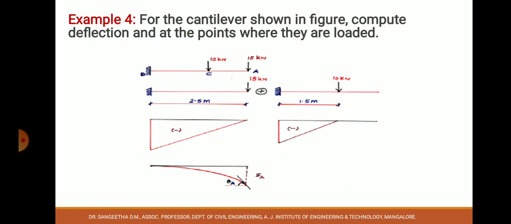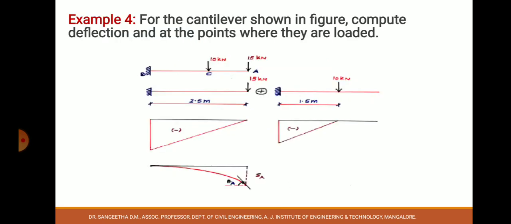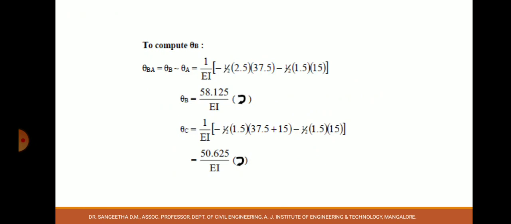For the 15 kilonewton load, up to theta C the area contributes till this point, so it is a trapezoid. Here it is 37.5. Calculate the ordinate at 1.5; it is 15. Half into base into height is the trapezoidal area. Along with that you have one more for the 10 kilonewton load, half into 1.5 into 10, that is 15, 1.5 into 15. So that is theta C.